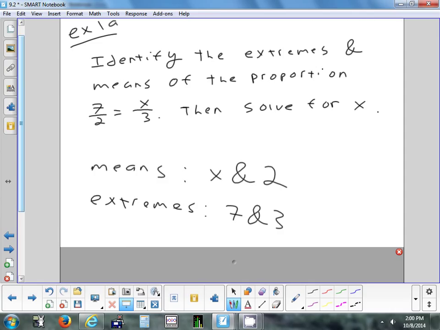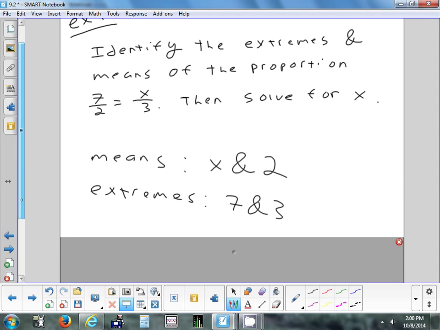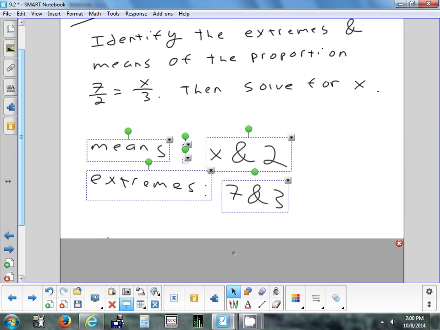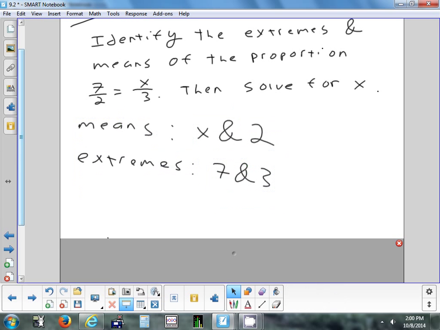Means and extremes. All right, now let's solve that. How would you solve that proportion? How would you get x by itself there? There's only one thing you have to do and you're done. Yeah? Multiply by 3. Perfect. Let me do it over here. So we have 7 over 2 equals x over 3. We're going to multiply both sides by 3.